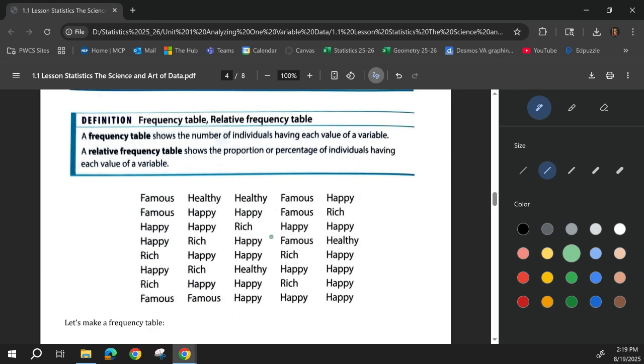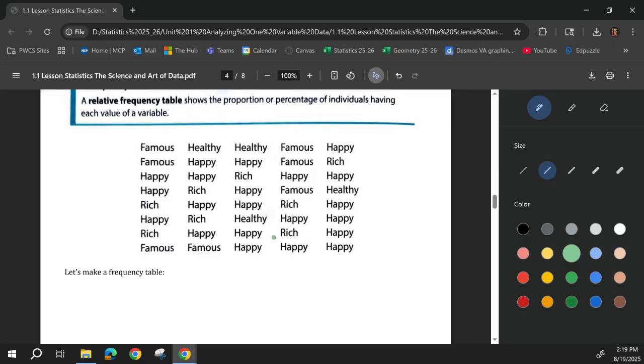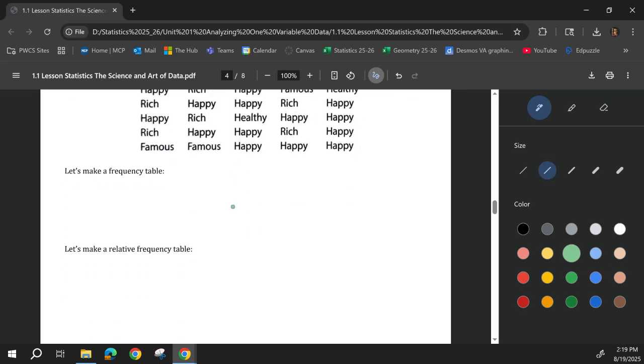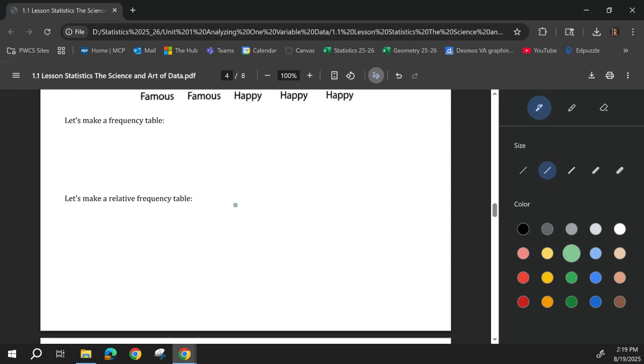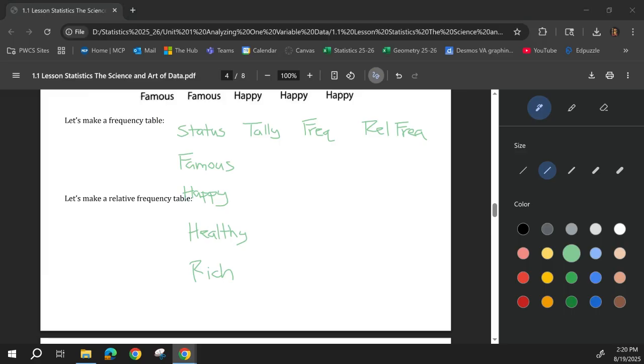So here we have more information than we had on the table. These are all of the 40, I believe we had 40 states. And so we can make a frequency table. What I'm going to do is pause and write this down. So I made this so that we can look at it all at the same time.